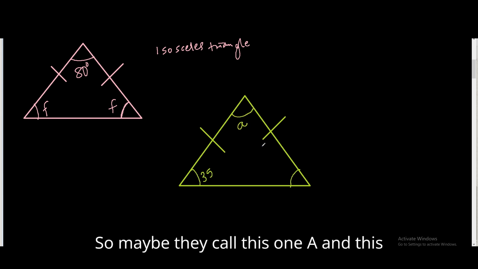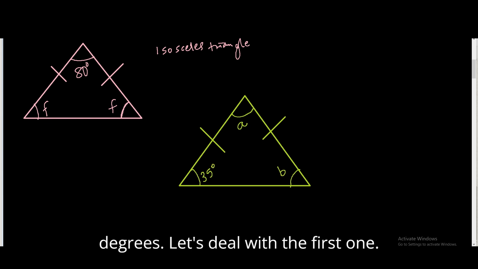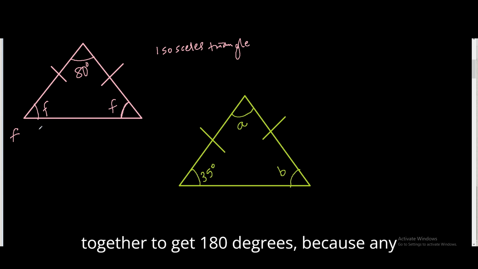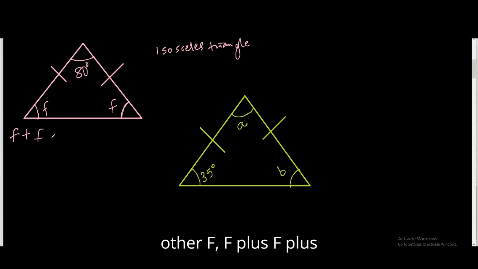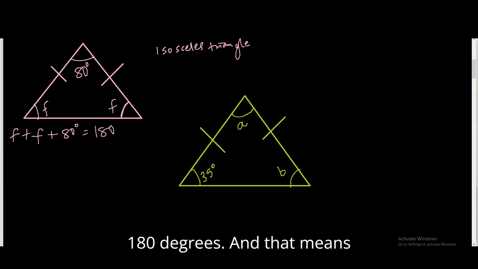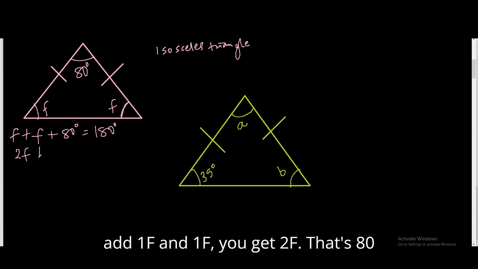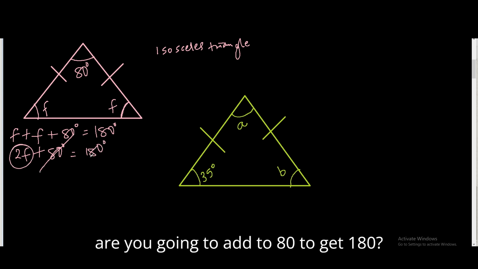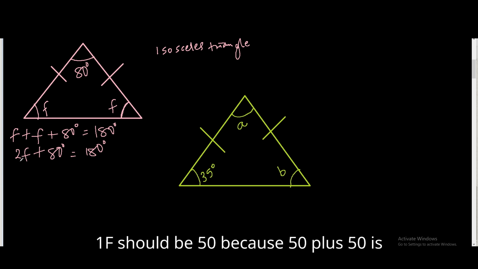So maybe they call this one A and this one B. Now, this is 35 degrees. Let's deal with the first one. For this first one, we have to add them together to get 180 degrees, because in any triangle, the sum of all the angles must always be 180 degrees. So f plus the other f, plus 80 degrees, is going to be 180 degrees. And that means twice f, because when you add one f and one f, you get 2f. That's 2f plus 80 degrees equals 180 degrees. So what are you going to add to 80 to get 180? That's 100. That means 2f is 100. One f should be 50, because 50 plus 50 is 100.